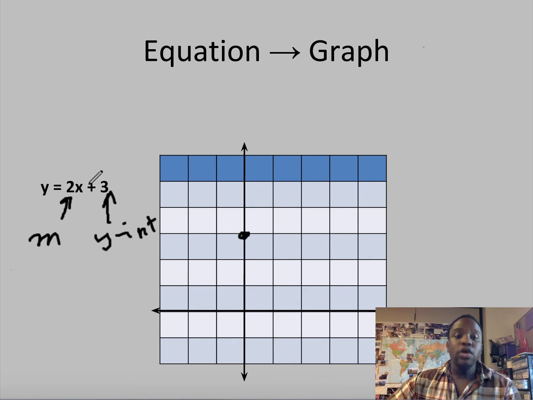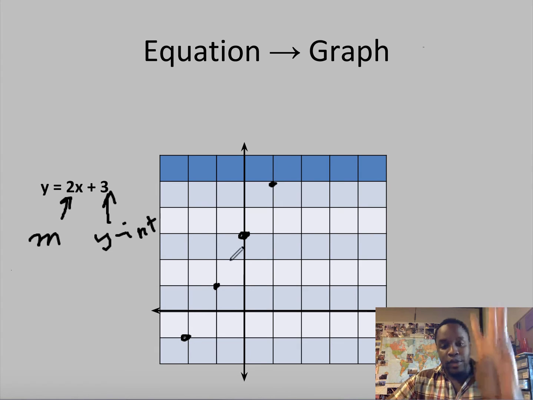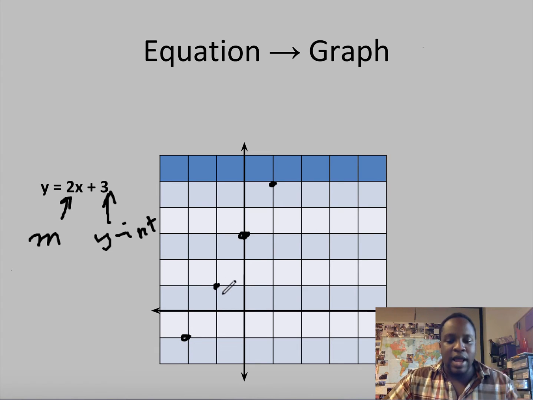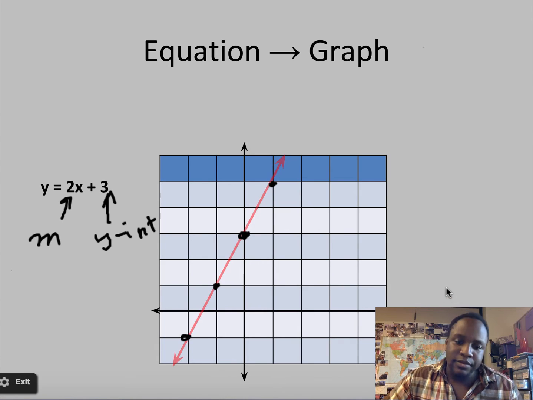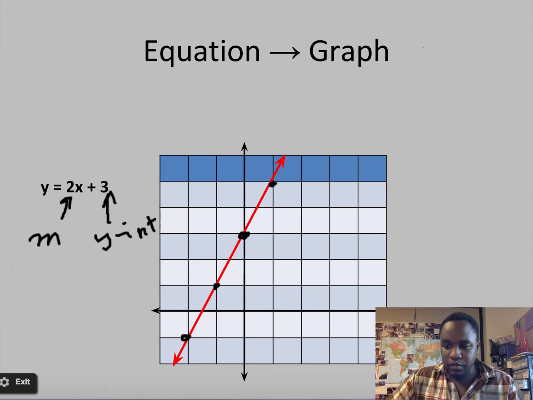And then now the slope is 2. So up 2 over 1, or down 2 to the left 1. And then we can connect the dots. You need to have at least 3 points to make sure that your graph is done correctly, that it makes a line. All right, and voila.